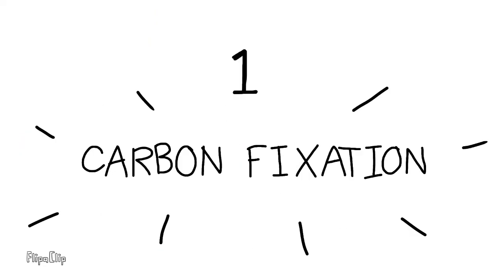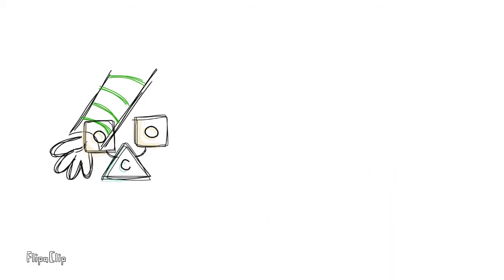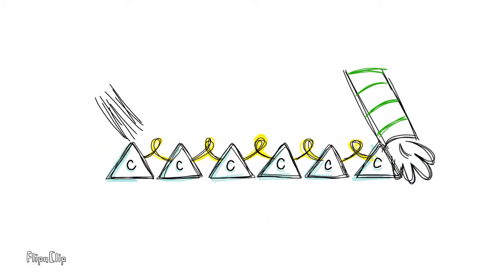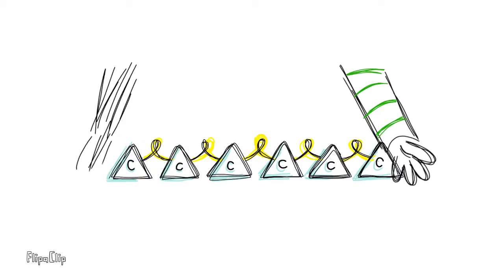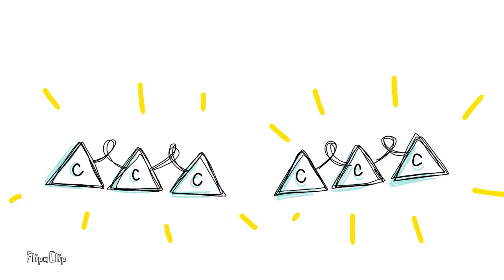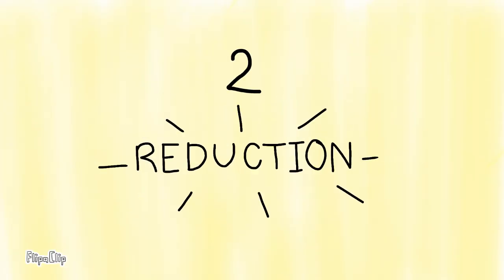The first reaction is carbon fixation. This is where the carbon dioxide is attached to RuBP or ribulose bisphosphate, resulting in 6 carbon molecules that split into 2 3-carbon molecules. Next is reduction.